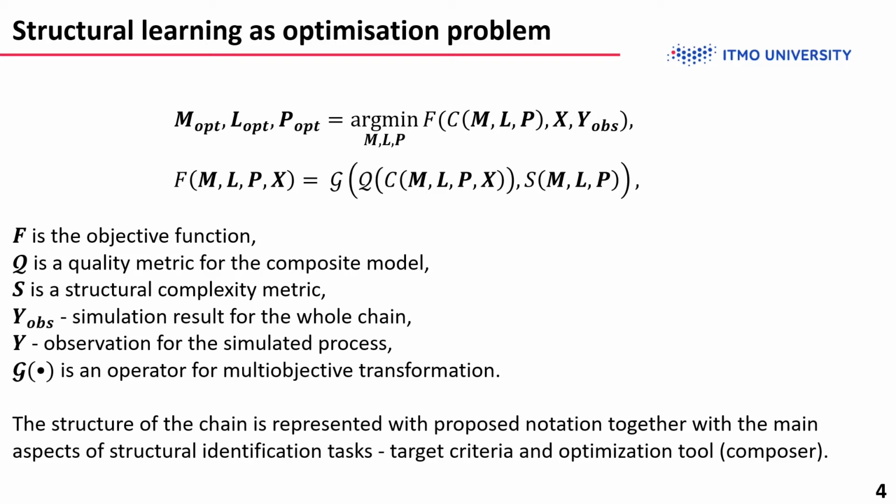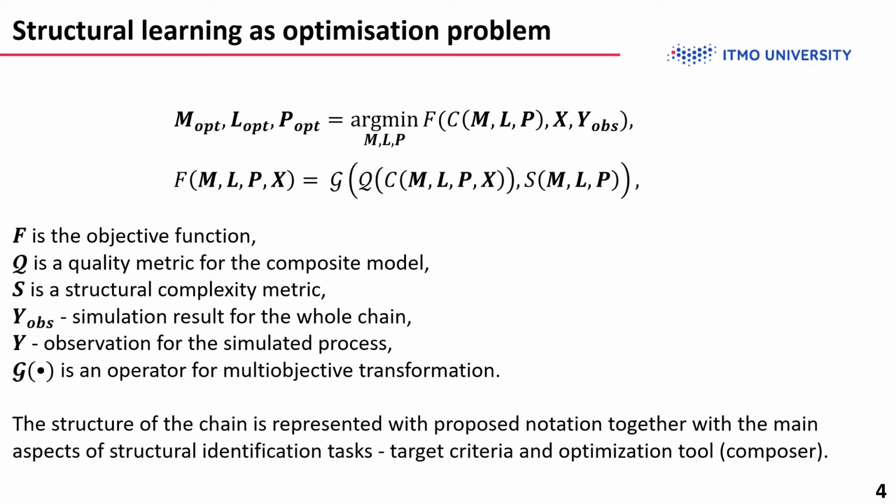Here the objective function f should be minimized and contains as arguments the chain, the set of input features, and the chain simulation result. In the second formula, G is an operator for multi-objective transformation, Q is a quality metric for the composite model, and S is a structural complexity metric. Also, the implied time constraint should be considered. The multi-objective transformation represents the fitness function in Pareto form, or implements a complexity-based penalty term in the frame of a single objective optimization task.